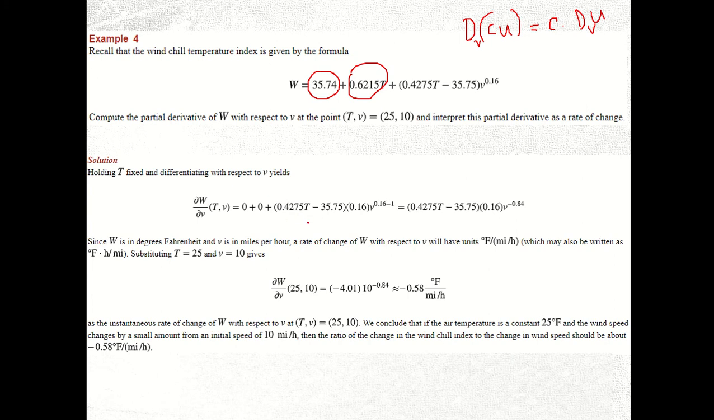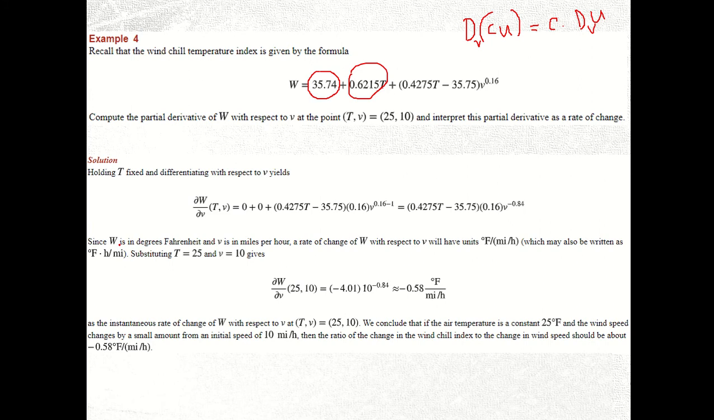And then this is constant, right, multiplied by v, which has the power equal to 0.16. So applying the power rule here, so we have this. So 0.16 minus 1, that is negative 0.84. All right, so this is the result after our differentiation, partially with respect to v.